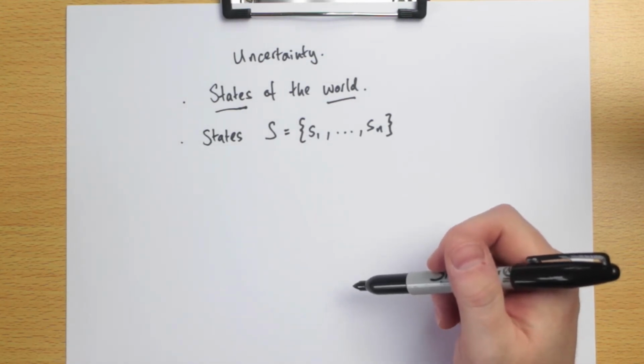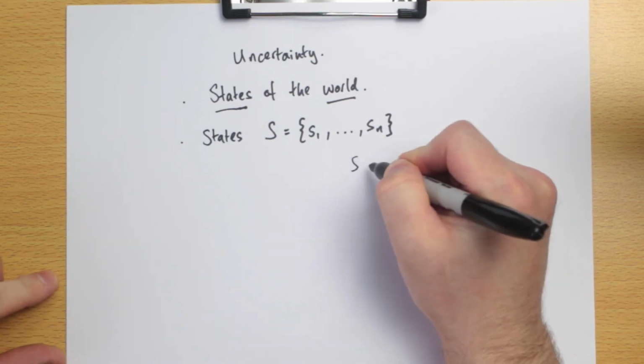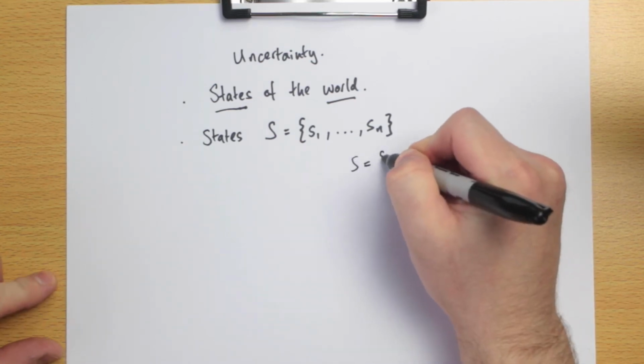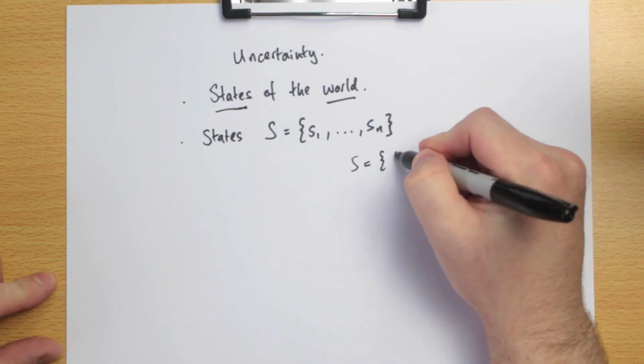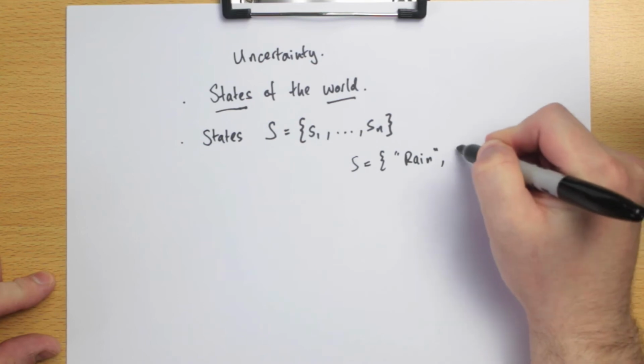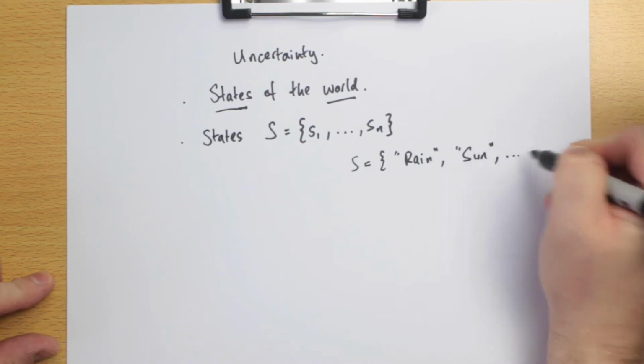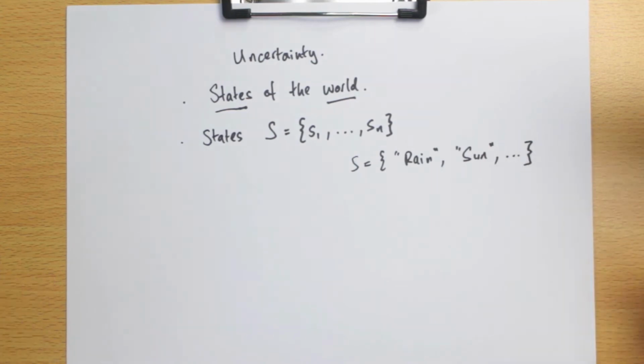Now, it might be that the state of the world is something that would be decided in the future, so I might be talking about tomorrow's weather. Okay, so in which case the set of states, capital S, might be a set with different descriptions. So it might say it's raining, or it might say it's sunny, and so on. Okay, so that would be something that I will find out eventually.